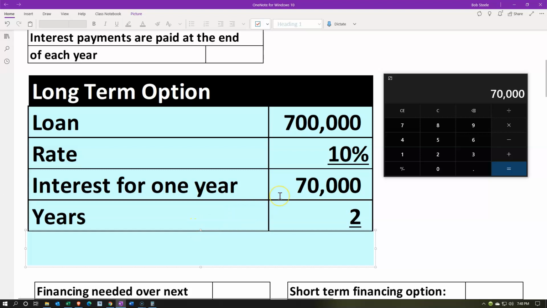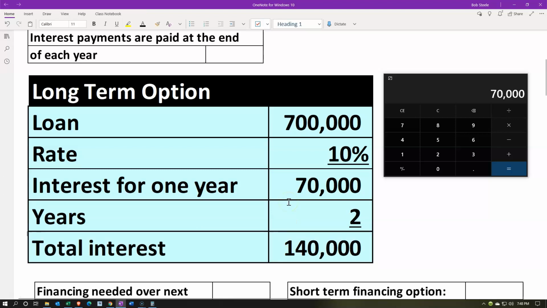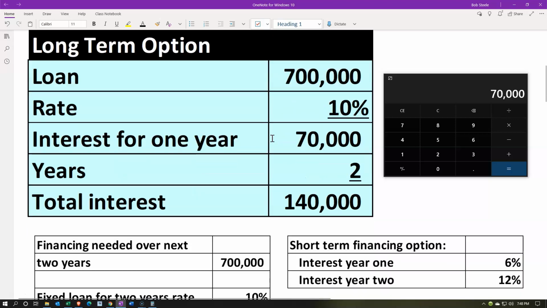Now, we have an even rate because we locked it down at 10%, so we're going to be paying $70,000 for both years. Total interest then is going to be the $140,000. On the interest charge, we're going to be paying $70,000 after the first year for interest, $70,000 after the second year, total of $140,000, and we're going to have to pay back the $700,000 original amount that we borrowed at the end of the second year.